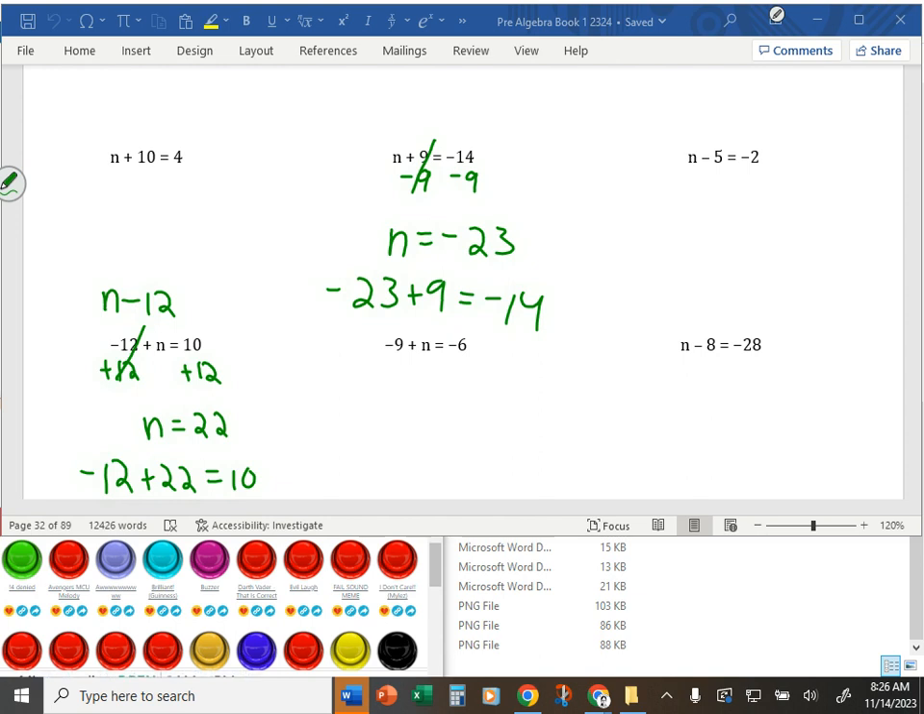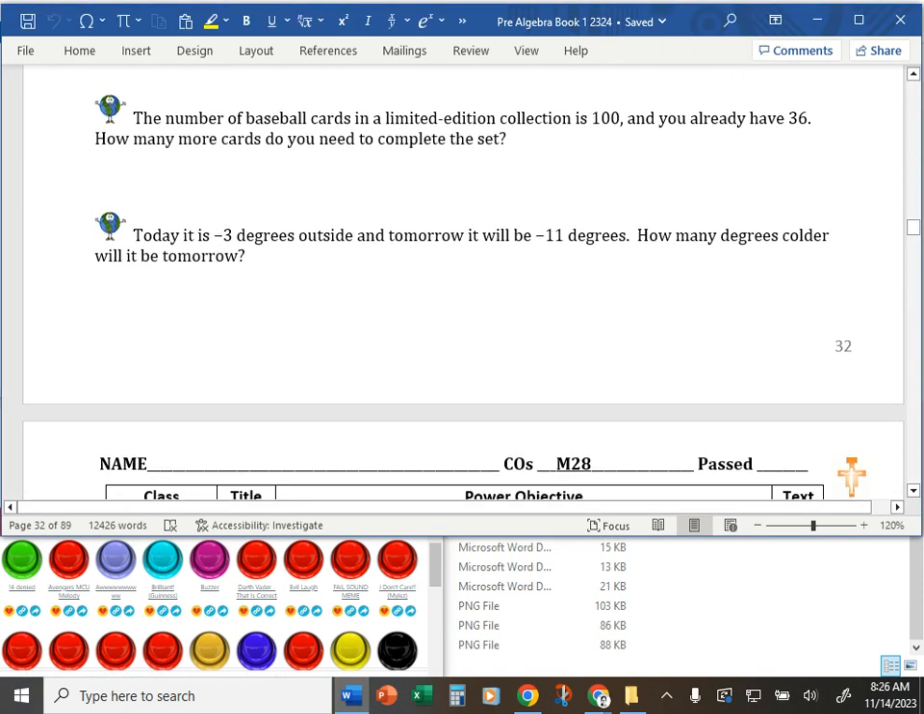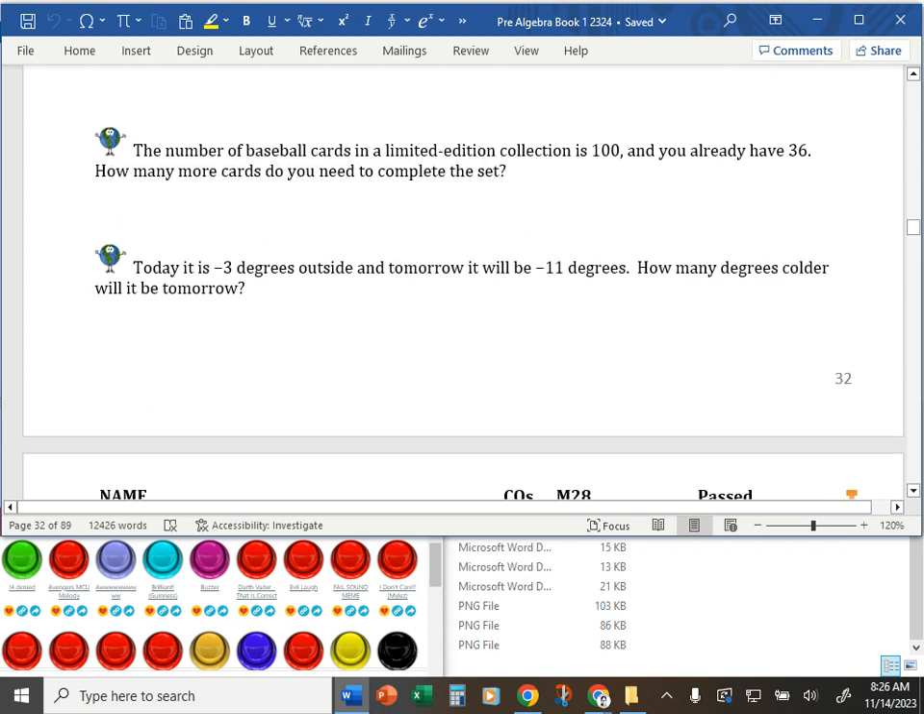This is due tomorrow, the rest of PO16. I think it's just all equations. There might be something fun at the very bottom here. Two word problems to do in honor of James. When will you use this in the real world? These are two of many, many examples.